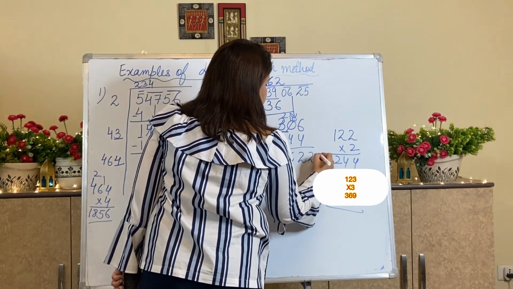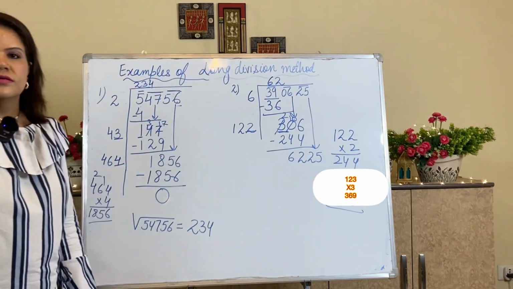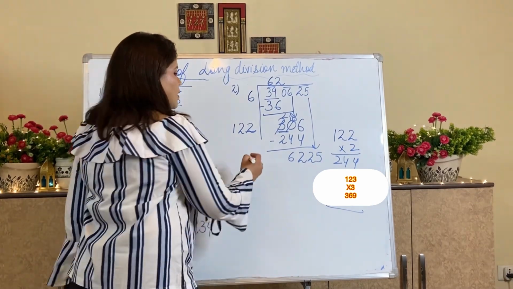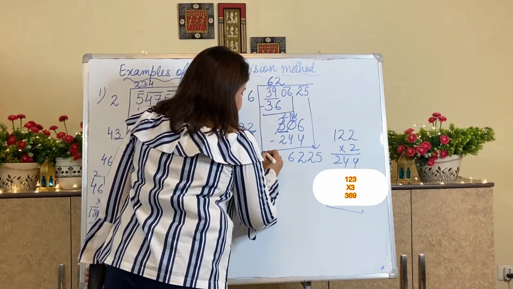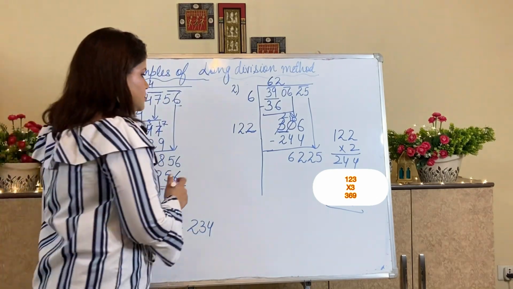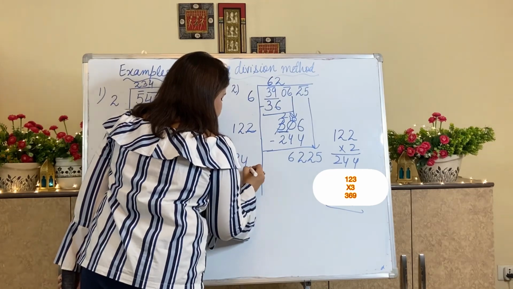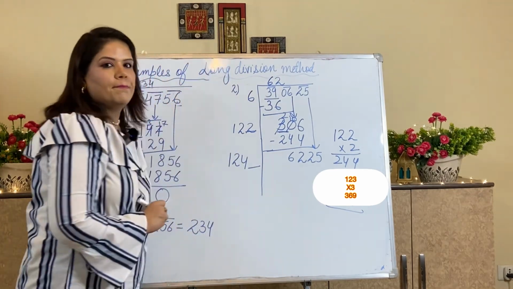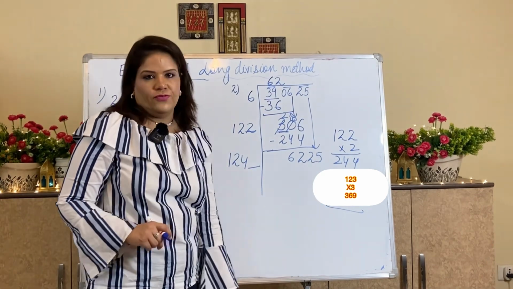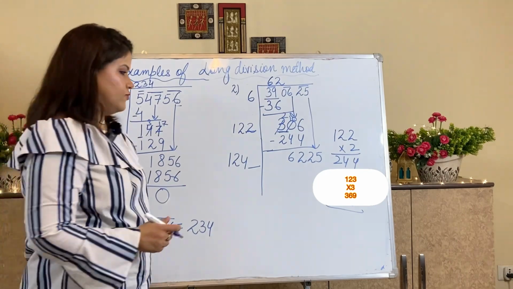And again I will take one period down here. This will become 6225. Now what will be my new divisor? It will be the double of my new quotient. I will be taking 124 and this will become blank. Now you can see that here we have 5. So to get 5, I need to try this with 5 first.